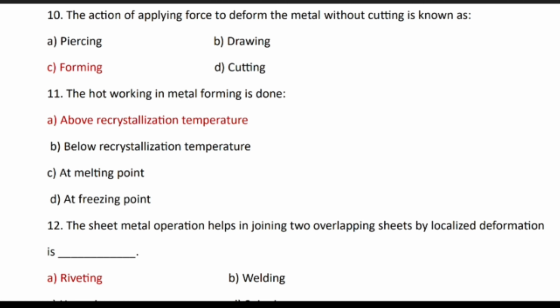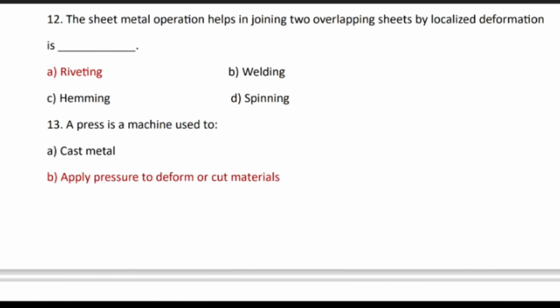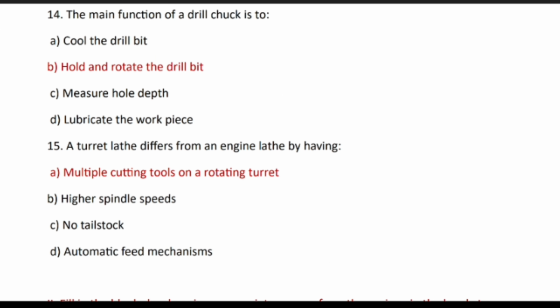Next, the action of applying force to deform metal without cutting is known as forming, option C. Hot working of metal forming is done above recrystallization temperature. This sheet metal process helps in joining two overlapping sheets by localizing deformation. It is called riveting. A press is a machine used to, option B, apply pressure to deform and cut the materials. Next, the main function of a drill chuck is option B, hold and rotate the drill bit. Option B will be the answer.